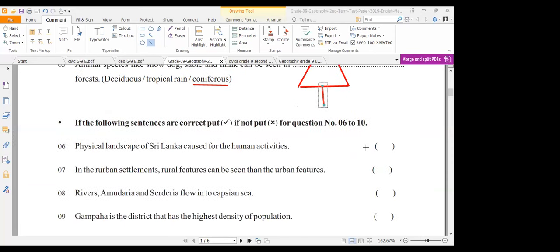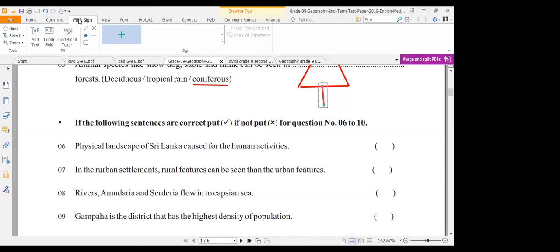Right. Can you read the rest? If the following sentences are correct, put a tick. If not, put a cross for questions number 6 to 10. Then, can you read question number 6? Physical landscape of Sri Lanka caused for human activities. Correct.